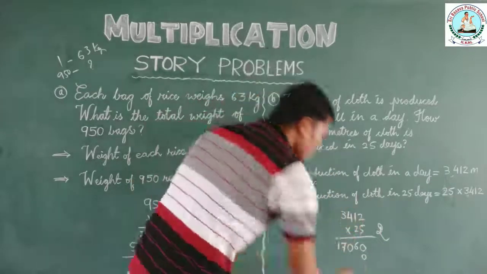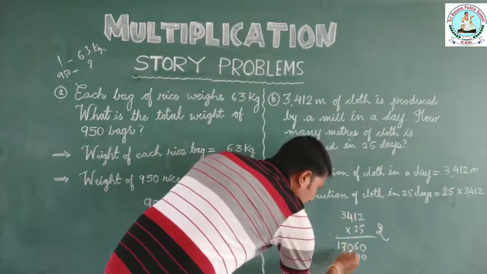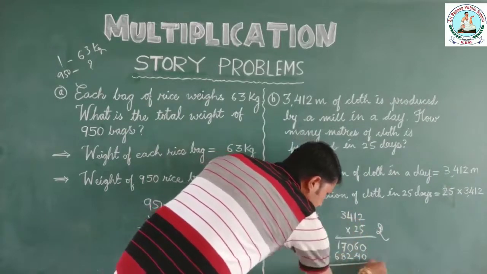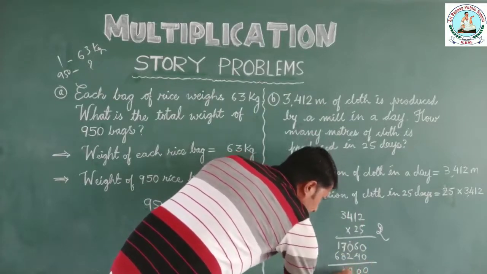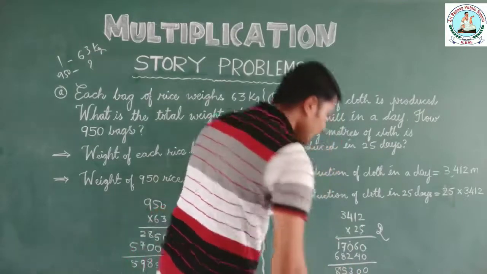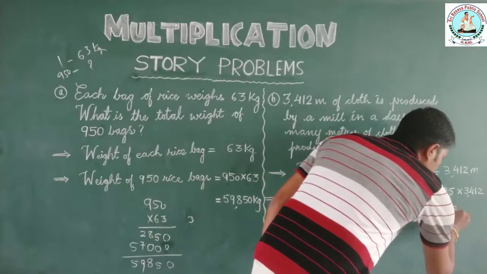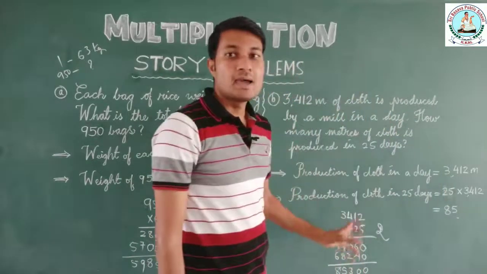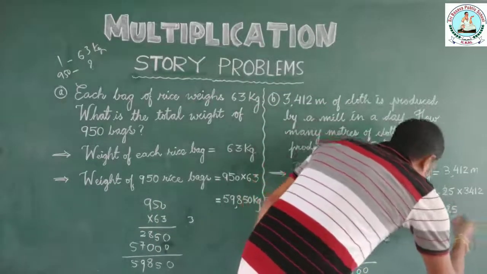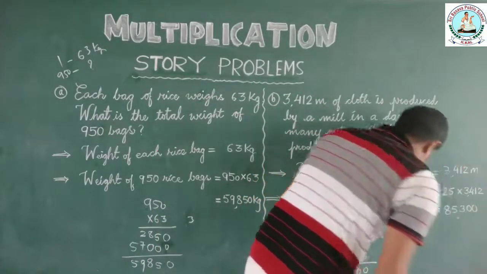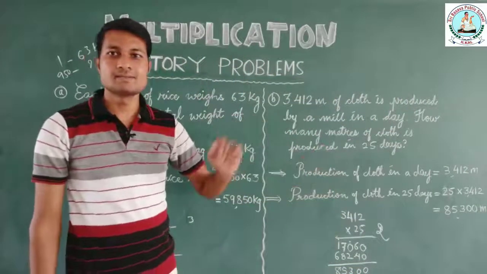Then 2 times 2 will be 4, 2 times 1, 2, 2 times 4, 8, and 2 times 3, it is 6. Just add everything. 0, 10, then 3, 15, then 8. So 85,300 meter of cloth is produced in 25 days by that mill, producing 3,412 meter every day. So 85,300 meter of cloth is produced in 25 days.